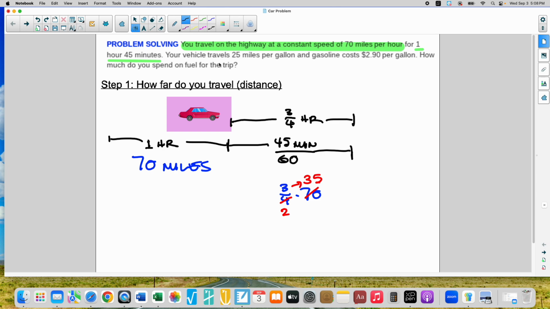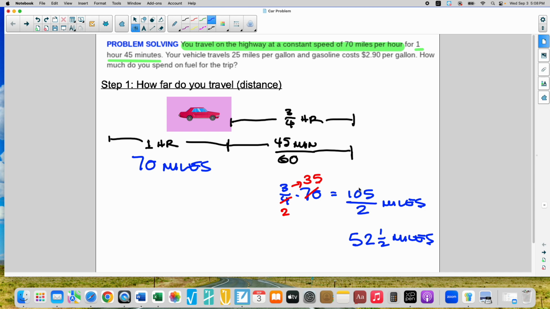And that is going to give me, well, let's go blue again. That's going to give me 3 times 5 is 15. Carry the 1. 3 times 3 is 9, plus that 1 is 10. 105 over 2 miles. That's how far you drive in that 3/4 of an hour or 45 minutes. So if we want to make this a mixed number, 2 goes into 5 2 times, and 1/2 miles.